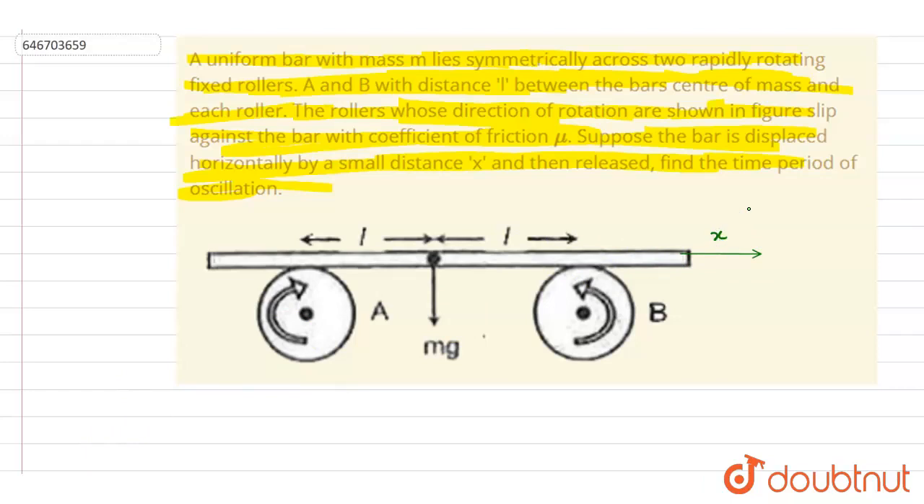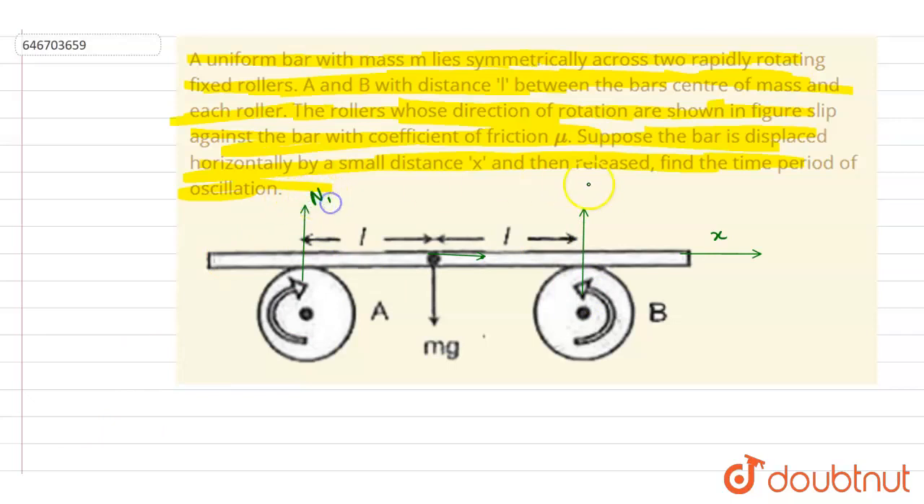right, then what will happen? The normal reaction position will change. Right now it is symmetrically placed, so the net torque and net force are zero, and the whole system is in equilibrium. But as soon as you displace it, the center of mass will get displaced as well by a distance x. So let's say here the normal reaction will be N1, here the normal reaction will be N2.